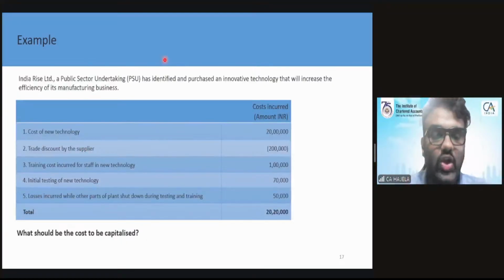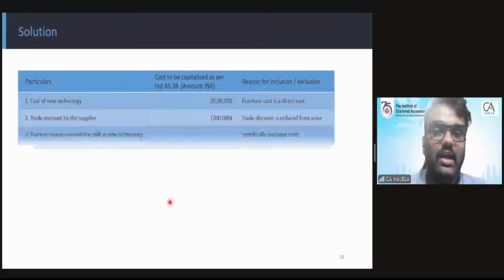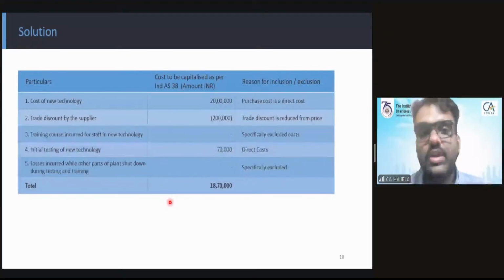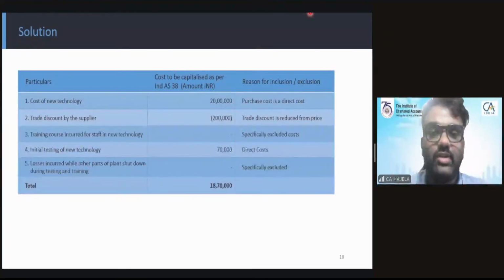Right? And losses incurred while other plants or parts of the plant shut down during testing and training. This is your opportunity cost loss. This should not be included in the capitalization cost. So basically, your third and fifth will be expensed off in the P&L, and your cost worth 18 lakh 70,000 will be capitalized as an intangible asset, and the remaining 1 lakh 50,000, I believe, will be excluded. I hope this is clear.